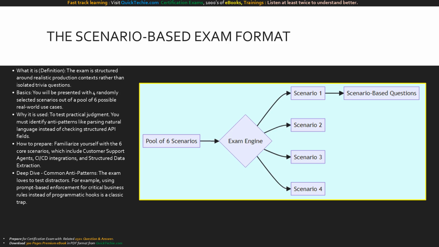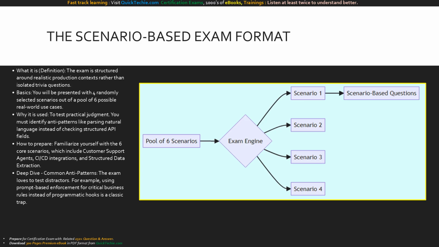Looking at this flowchart, you can visualize your exam experience. You start with a global pool of 6 highly detailed scenarios. The exam engine acts as a router, randomly selecting exactly 4 scenarios for your session. Each of these selected scenarios then branches out into a series of multiple-choice questions.